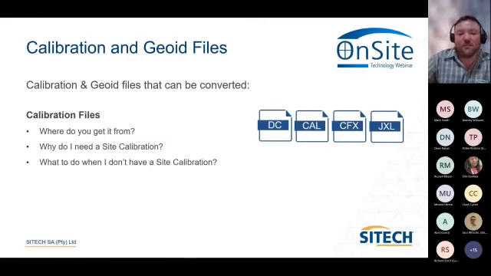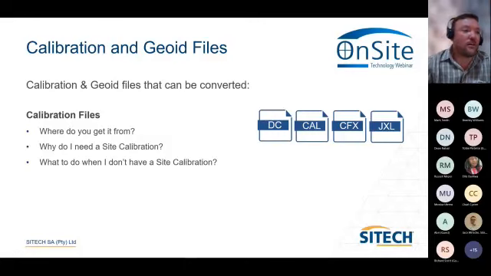And then lastly, what do you do when you don't have a site calibration? You can create one in TBC by opening TBC and manually creating a site calibration there. Or if you're working on the global coordinate system, the WGS 1984, you can go to File Flipper and it will create a cal file for you.